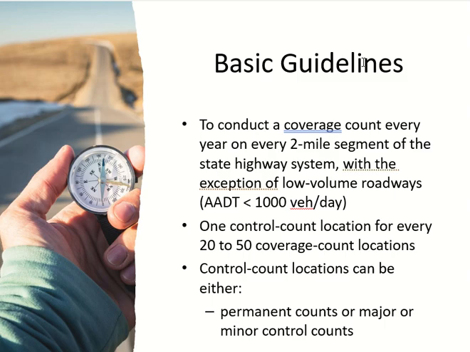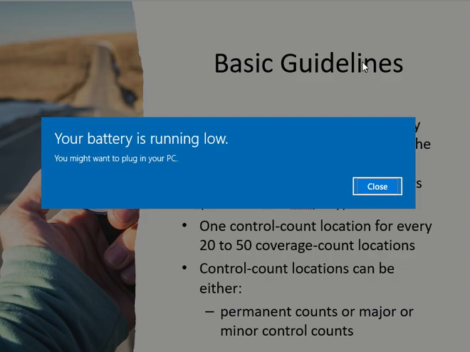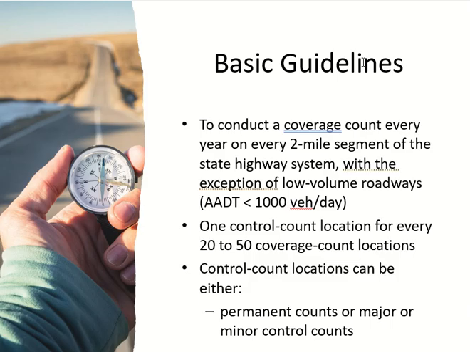We had the ratio of control to coverage. In this case, the ratio of control to coverage is larger because my network is bigger. So with one control, you can cover up to 50 coverage locations. In a subgroup of highways, if you have one control, you can go up to 50 coverage locations.